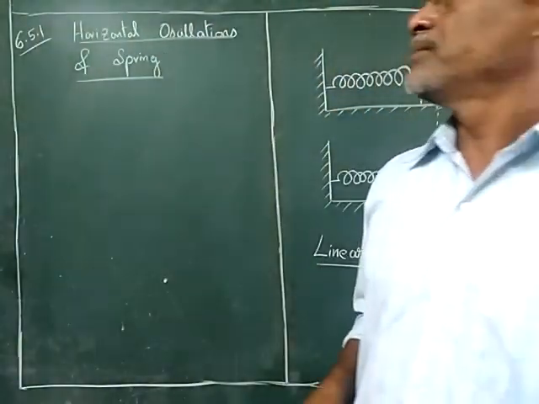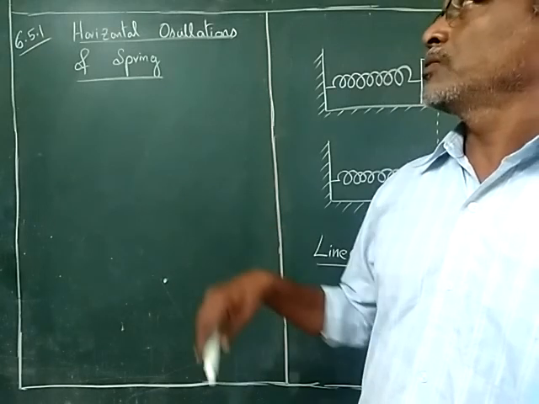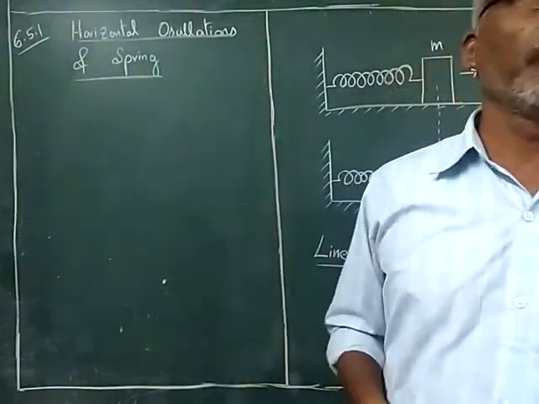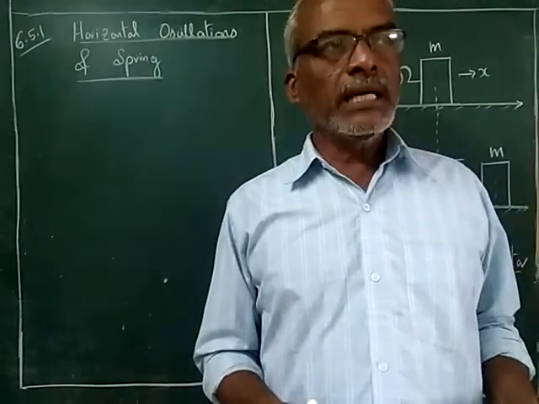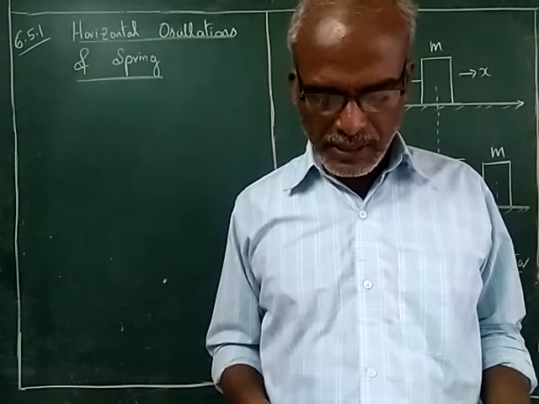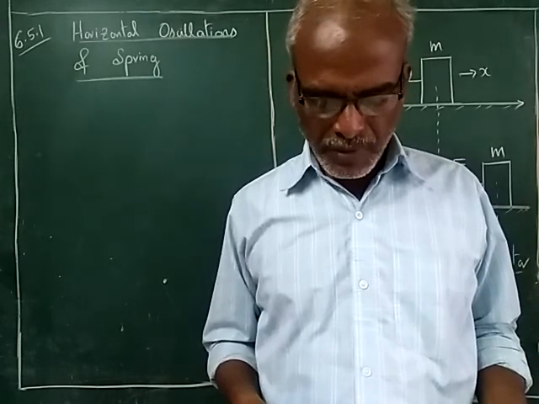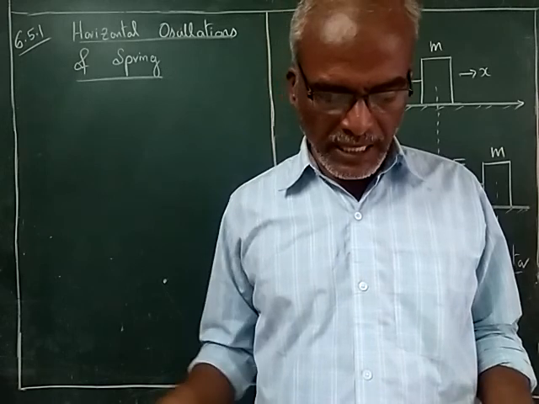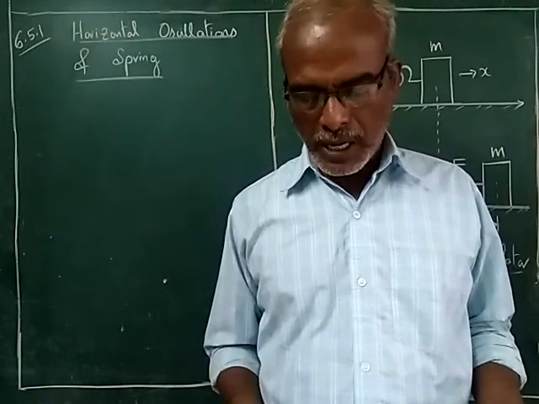Hello viewers, today we are going to see about horizontal oscillations of spring. Consider a mass M attached to an end of a spiral spring which obeys Hooke's law, whose other end is fixed to a support as shown in the figure.